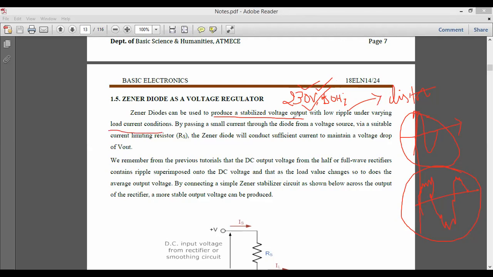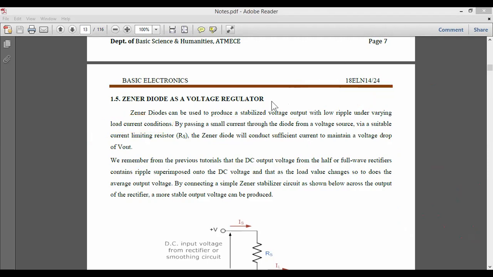Varying load current means that the output load current will not be constant. It is continuously varying with respect to time. And this can be achieved by making use of the Zener diode. The Zener diode is one type of semiconductor device made up of silicon or germanium. Most of the time we go for silicon material.